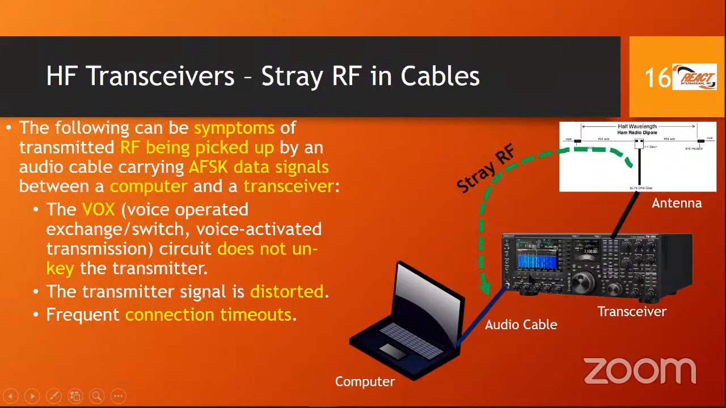There are things that can occur that could cause your VOX problems, and this is one of them, stray RF in cables. So we say that the VOX does not unkey the transmitter if that stray RF is getting into the audio cable. Also, another consequence of that stray RF coming onto the audio cable is that you can have your signal distorted because of that feedback coming in via RF into your audio. Also, you can have connection timeouts as a result. Because of that signal being affected, sometimes it may not get to the radio properly. Because of that stray RF coming from the antenna to your audio cable, it may disconnect and reconnect and so on. So you need to know these points for your exam as to the consequences if stray RF is picked up in the audio cables, for instance.